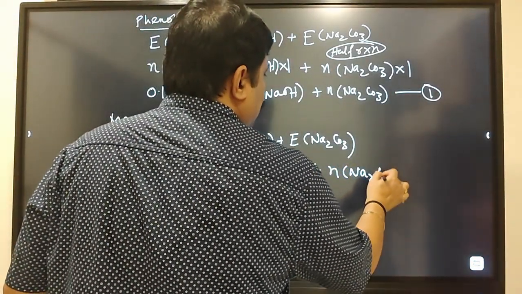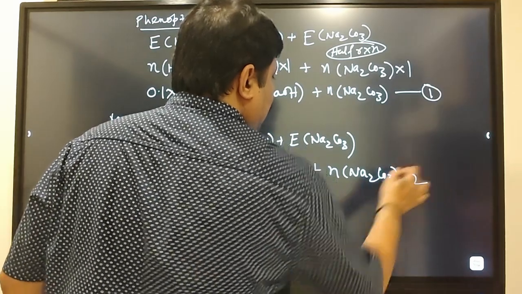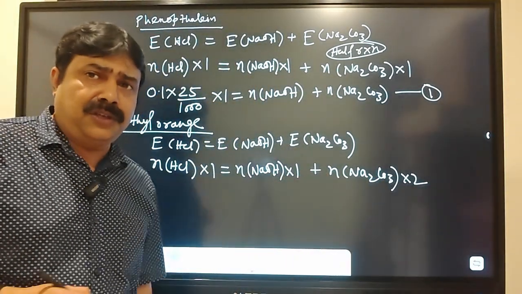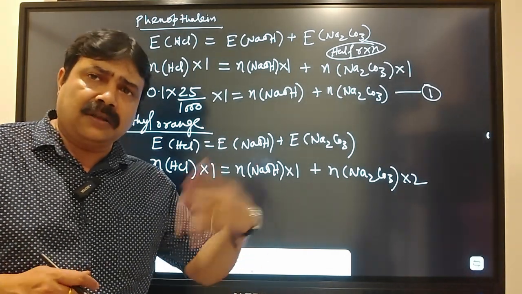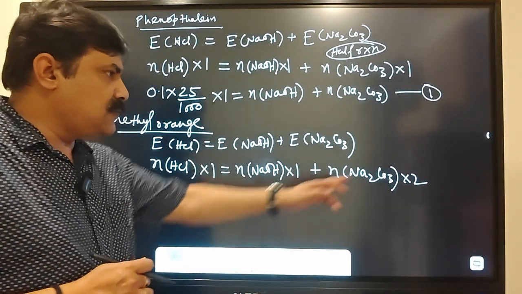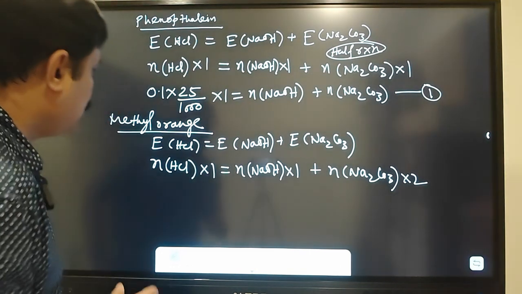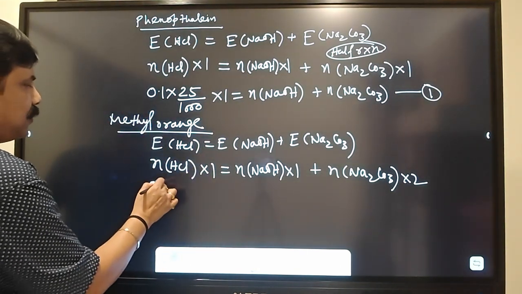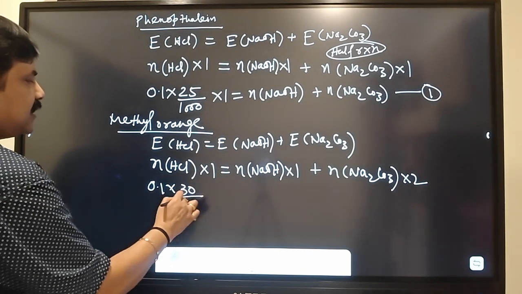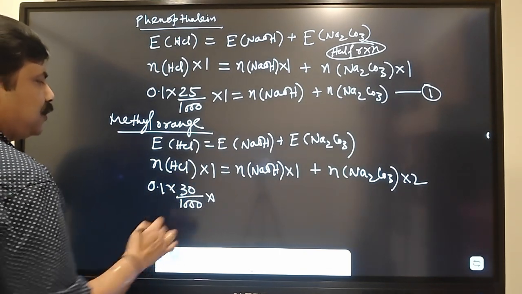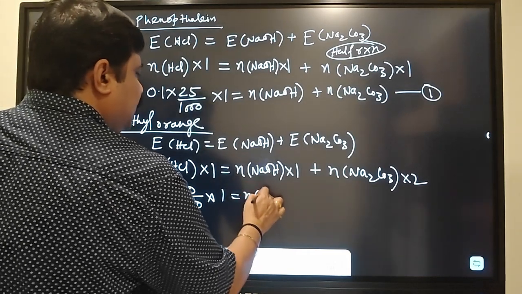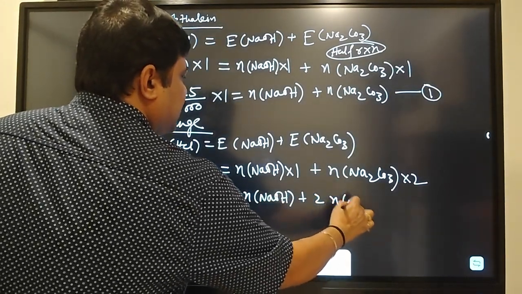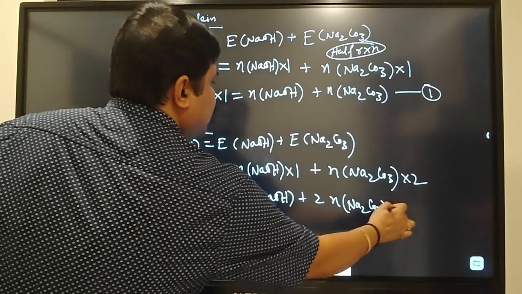Now the N factor is 2. Why? Because both reactions will occur. First Na2CO3 will be converted to NaHCO3, and then NaHCO3 will also be converted to H2CO3, and that can also be detected by methyl orange. That's why here the N factor is 2. So now, the number of moles of HCl, the data they provided is 0.1 into 30 ml. That's why 30 by 1000 into 1 equals the number of moles of NaOH plus 2 into the number of moles of Na2CO3. This is your equation 2.